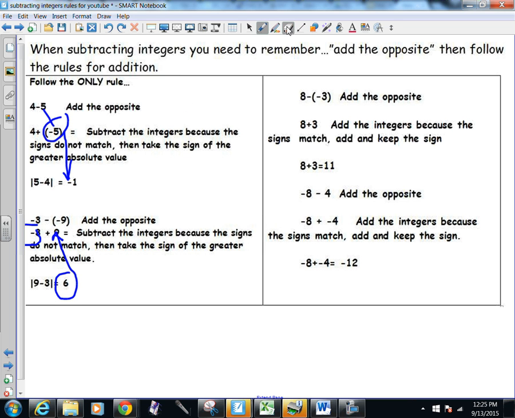Okay, next one, I've got 8 minus a negative 3. I circle my 8, and then I add the opposite. Remember, the opposite of negative 3 is positive 3. Look at it. Adding integers, my signs match. I add and keep the sign. Okay, last one. Negative 8. Add the opposite. So I've got negative 8 plus negative 4. I'm going to add my integers, signs match, and my answer is negative 12.